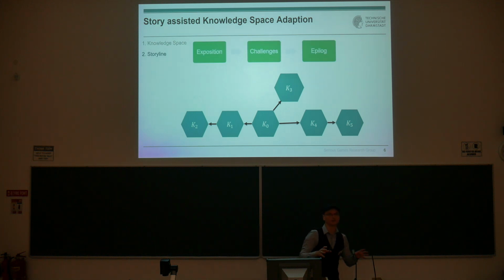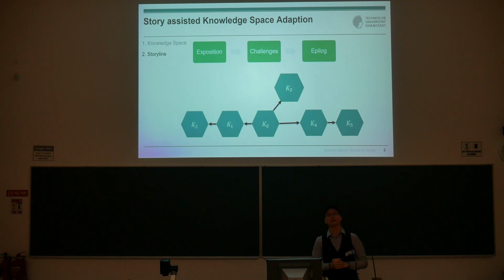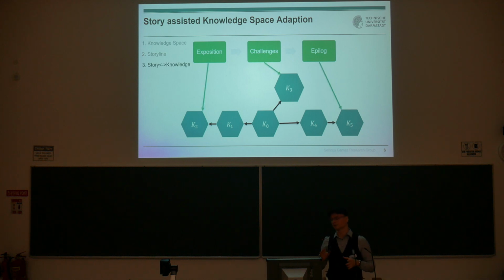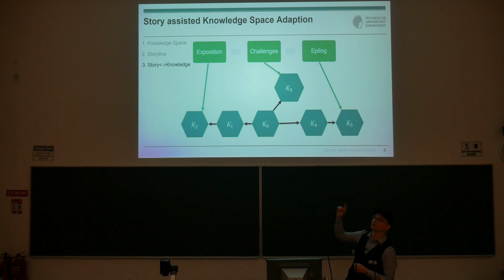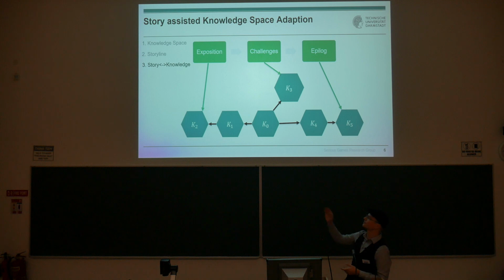What I want from both professions is to not talk with each other. I want the educator to make a knowledge space. He can do that. I want the narrator to make a storyline, here a simple 3-act structure to keep it visual. And then the last part is they talk to each other and say, okay, what should be learned in the exposition? So everything I have to do is, in the exposition, I want the learner to have learned K2. Okay, now the automation starts.